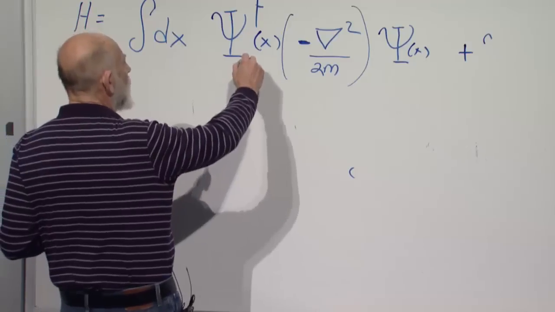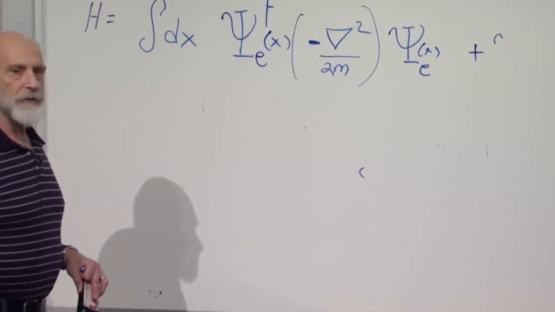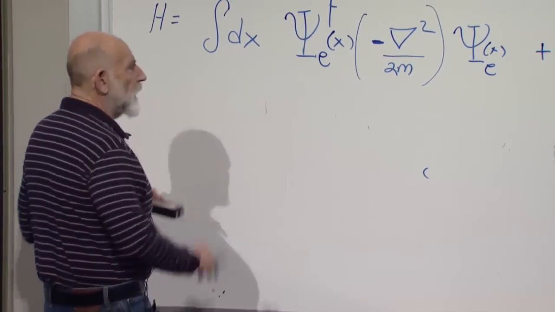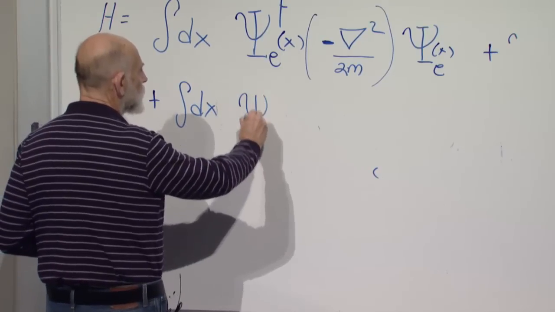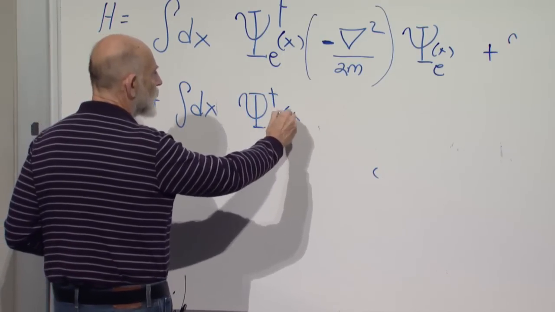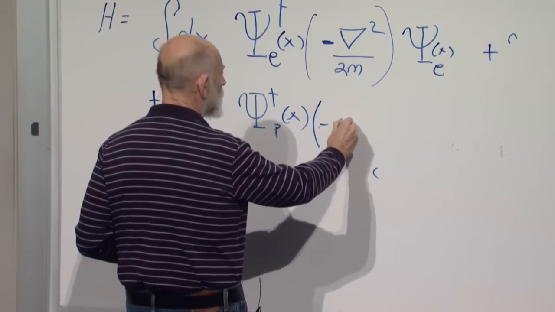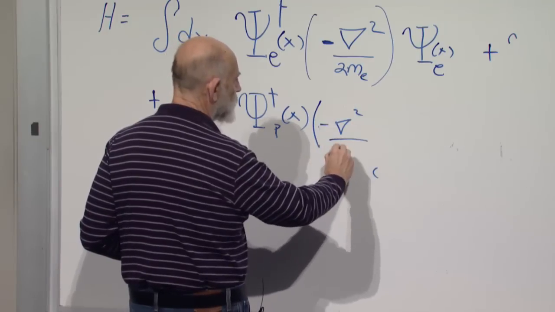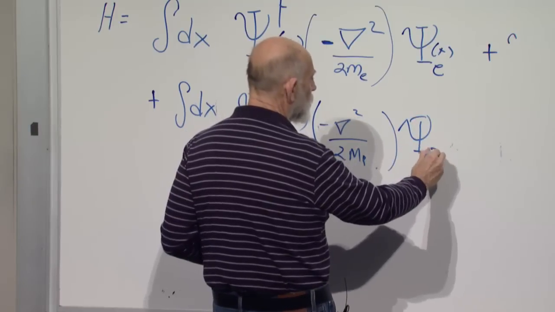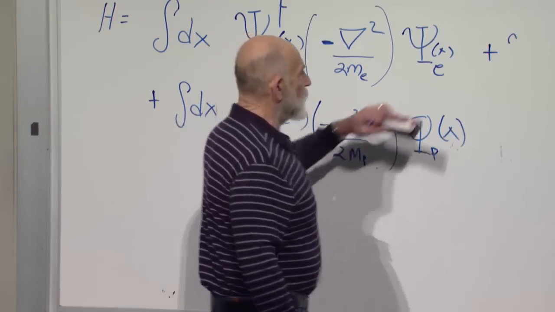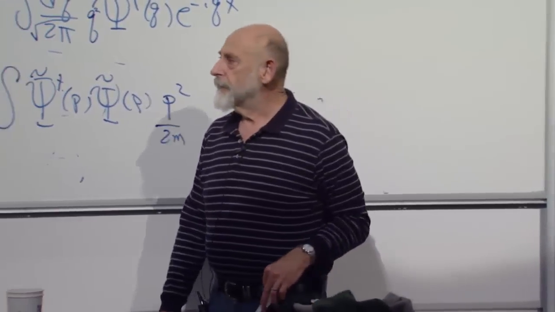Then first of all, there's the energy of the electrons. So this is the field operator for electrons. It creates and annihilates electrons. It does nothing to protons. This is the kinetic energy of all the electrons. We have to add to that the kinetic energy of all the protons. This is twice m electron. This is twice m proton. And then psi proton of x. Okay, so far all I have is the kinetic energies.